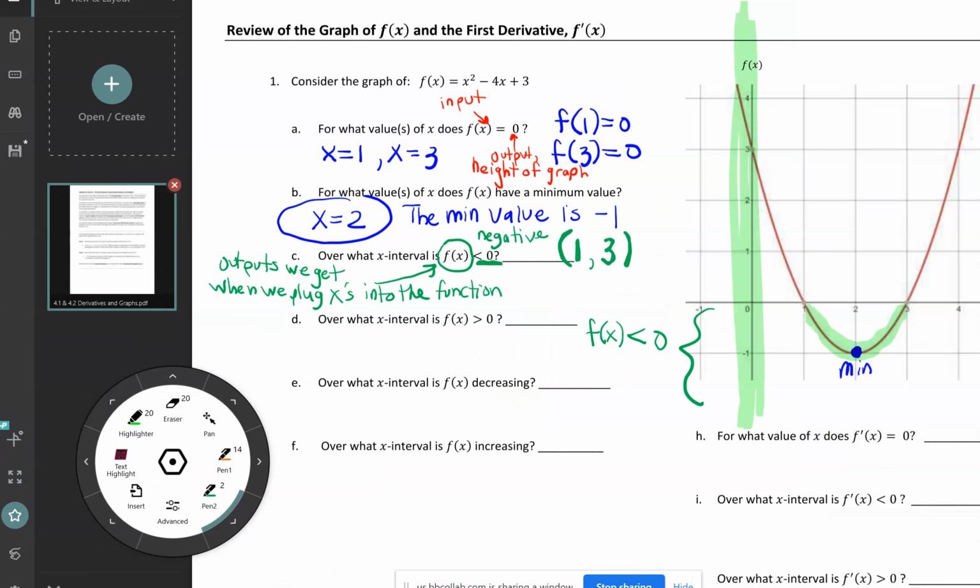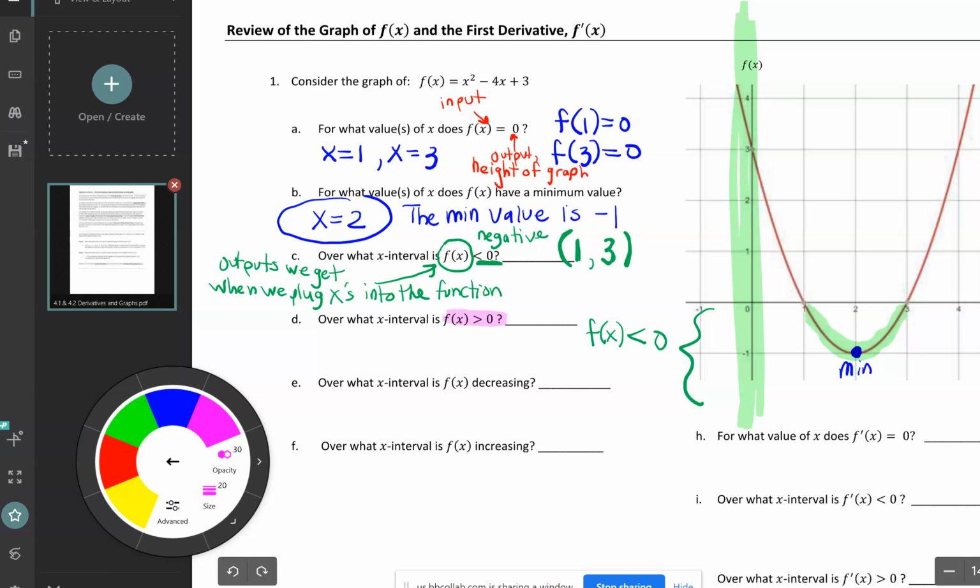So let's look at the reverse of that now. Now we're being asked over what x interval is the function going to be greater than 0, or the outputs are going to be greater than 0, right? Greater than 0 just means positive. So this is asking where are the outputs?